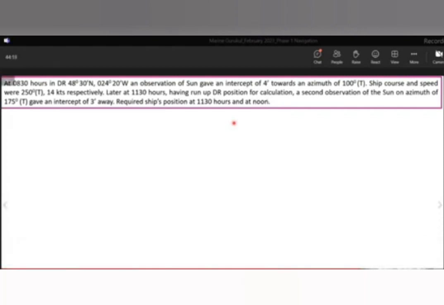So let's first draw the DR at 8:30 hours. We draw the first PL. So this is the azimuth. We mark off the intercept towards the azimuth. That becomes the ITP. We draw the first PL here, which is perpendicular to this azimuth. So direction of the PL is 010 degrees to 190 degrees true.